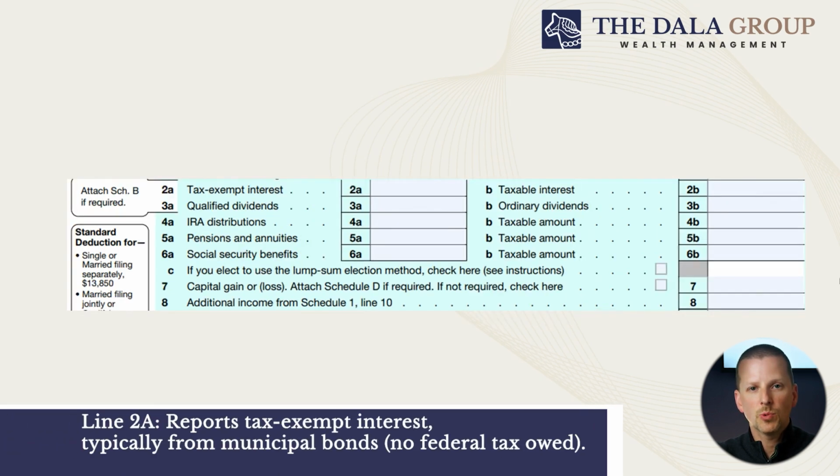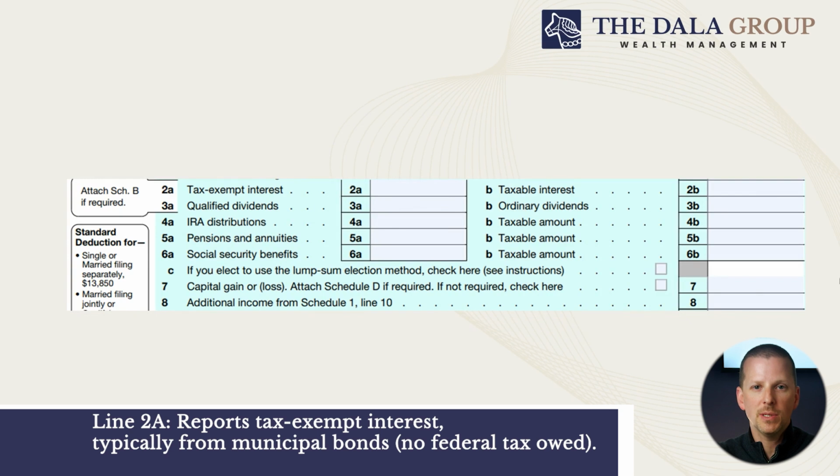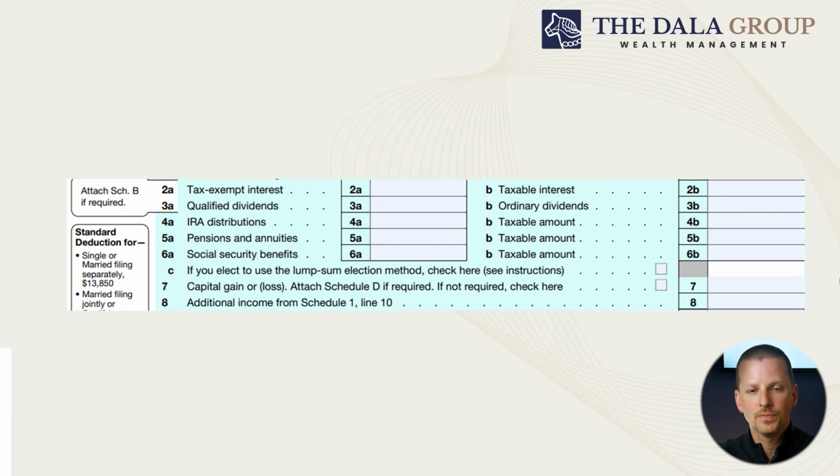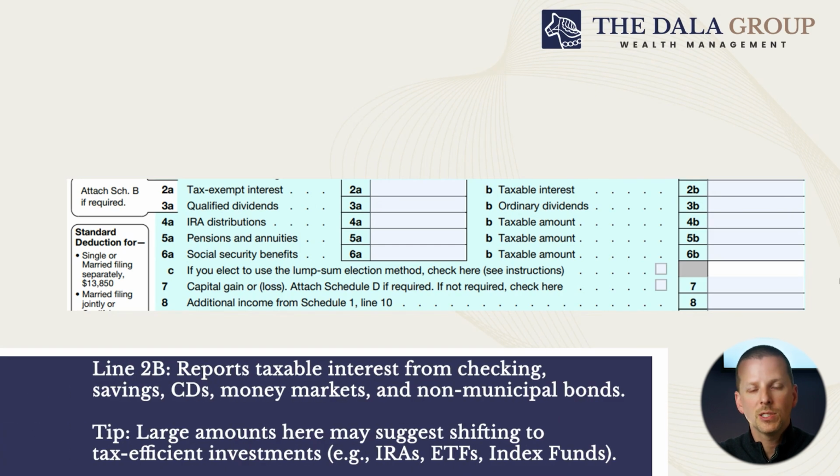Now, line 2A is where you will report tax-exempt interest, which typically means you have invested in municipal bonds and therefore no federal tax is owed on the interest payments from those bonds. Line 2B is where you will report taxable interest earned throughout the year, typically from checking, savings, CDs, money market funds, and bonds that are not tax-free municipal bonds.